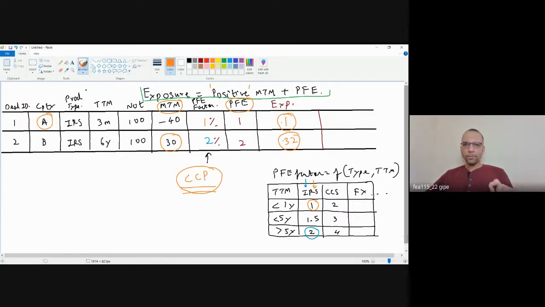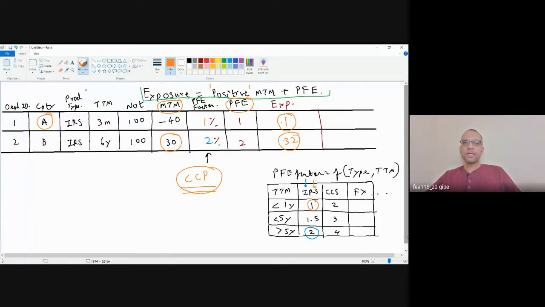Now, if I know that counterparty A trades can be very profitable for me in the near future, what I could do is try and push more transactions on a CCP. That frees up my exposure calculations for counterparty A, and I can do more business with counterparty A.